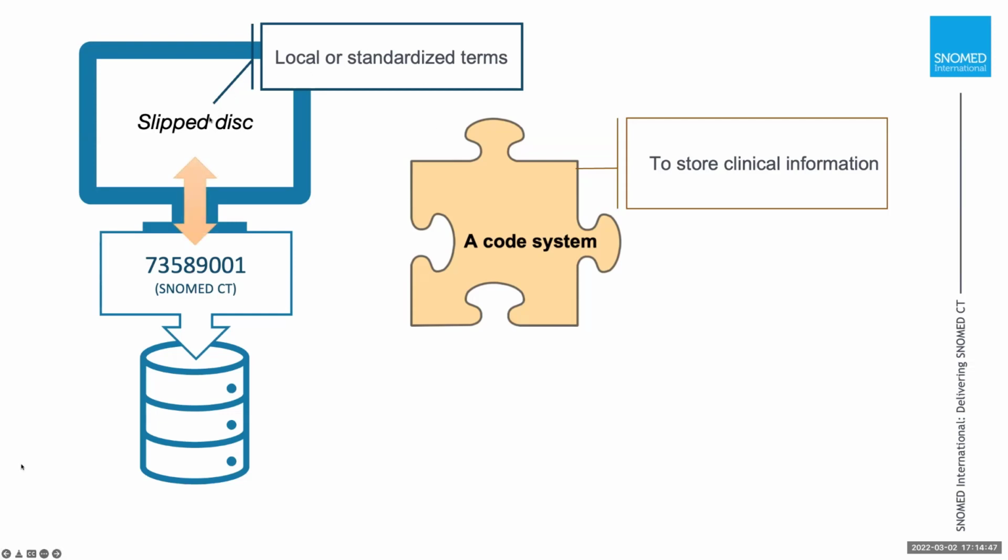And of course, if you use local terms, you would have to go through the process of identifying a way to connect SNOMED CT to your local terms. So that would be via a map.